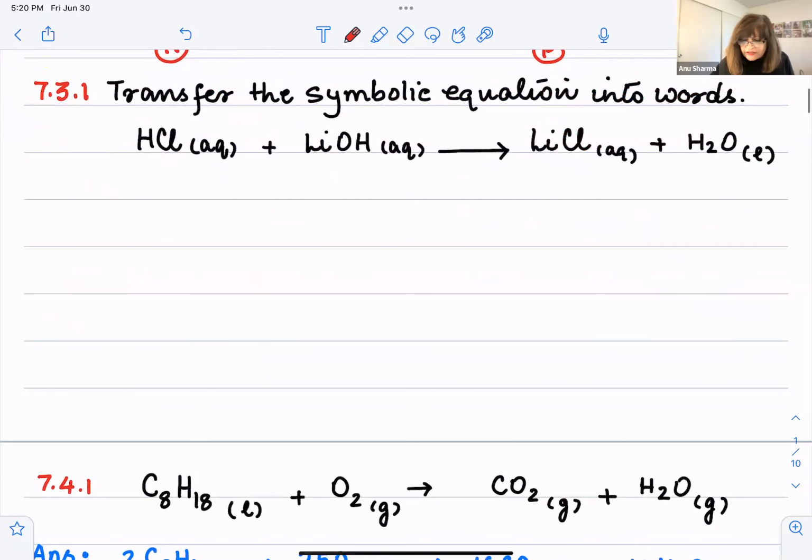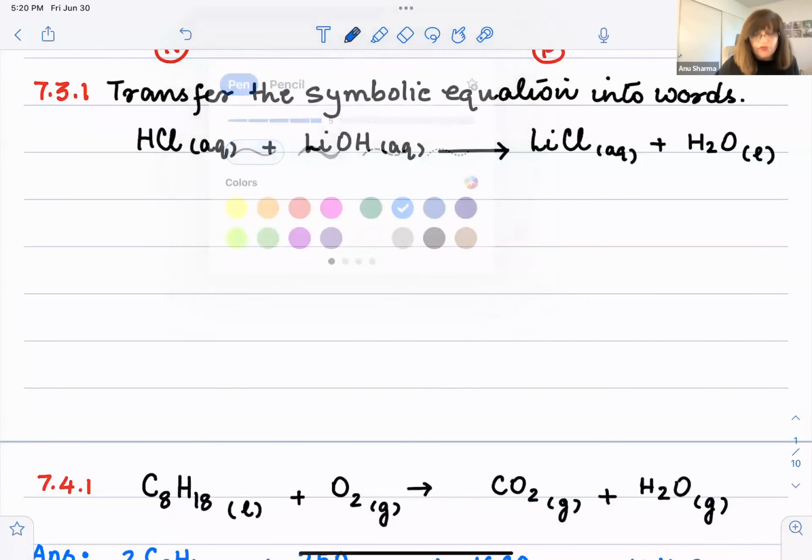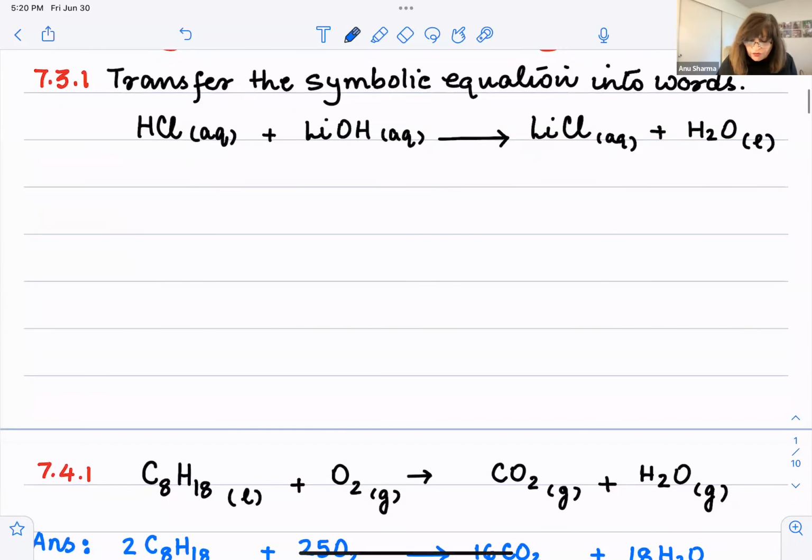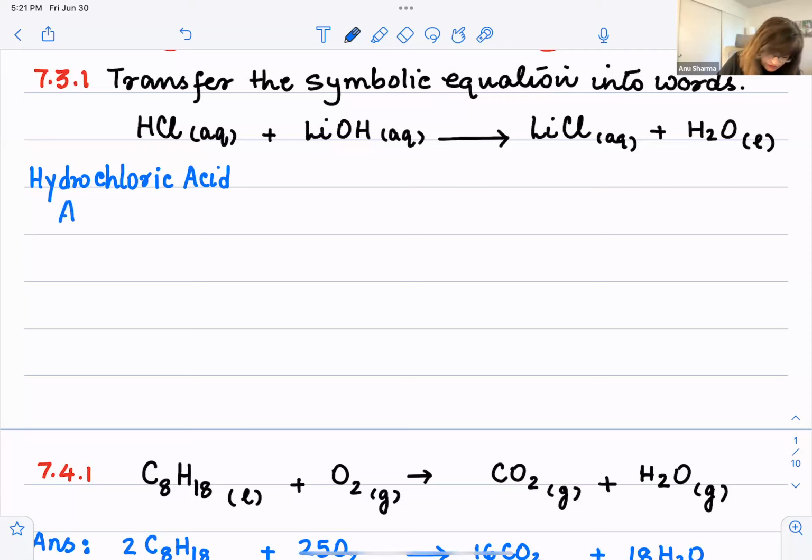Next, transfer the symbolic equation into words. Here they are asking whether you can write down the names of the chemical compounds. So here you have HCl. HCl stands for hydrochloric acid. Can you recognize the formulas and their names? Again, this is going to be your nomenclature. Hydrochloric acid, aqueous solution.